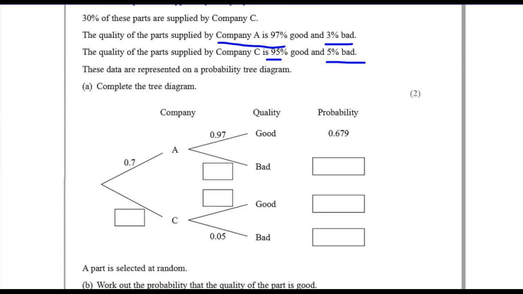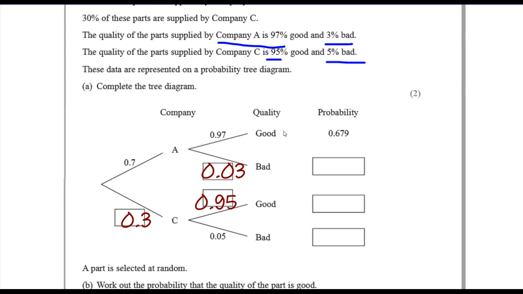First thing we do is complete the tree diagram. Each strand has to add up to 1. So if we've got 0.7 here, we need 0.3. If we've got 0.97 there, we need 0.03. We've got 0.05, we're going to need 0.95. And we get these answers by multiplying along the branches, and you can always check yourself.